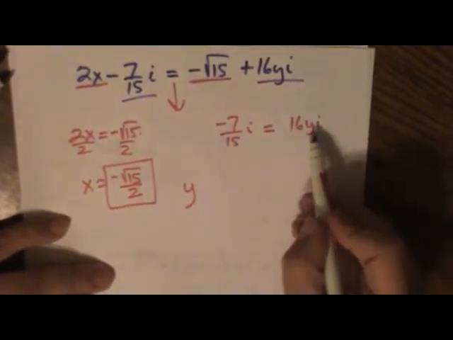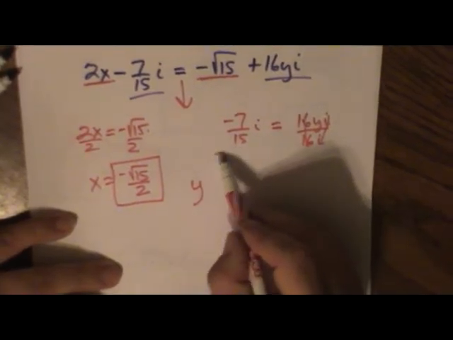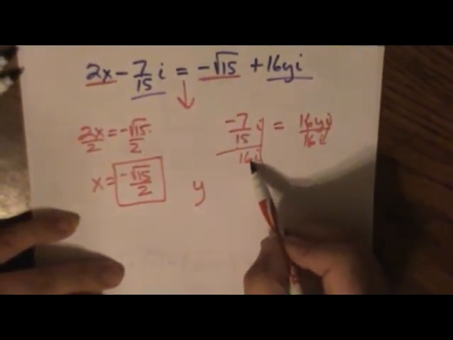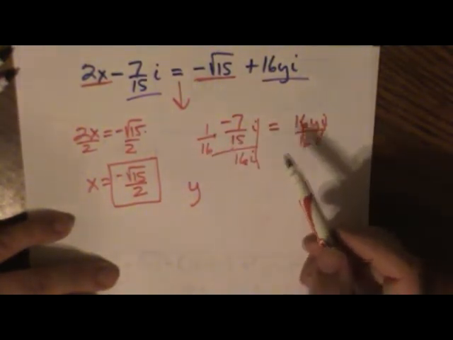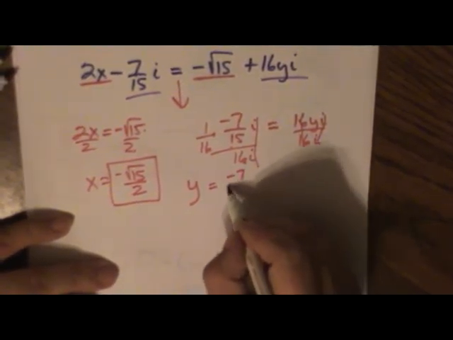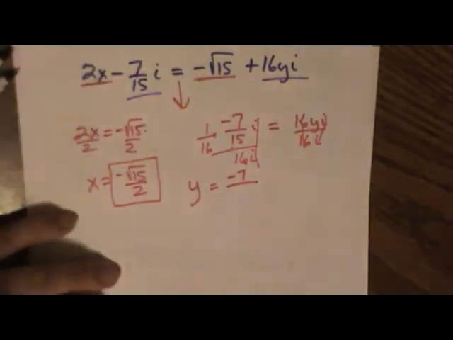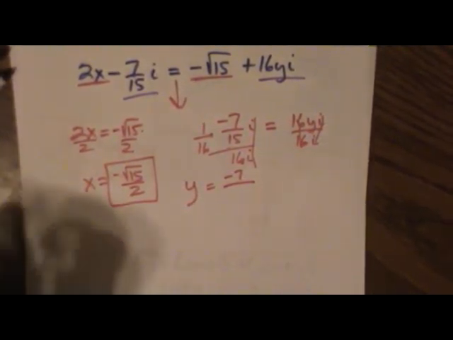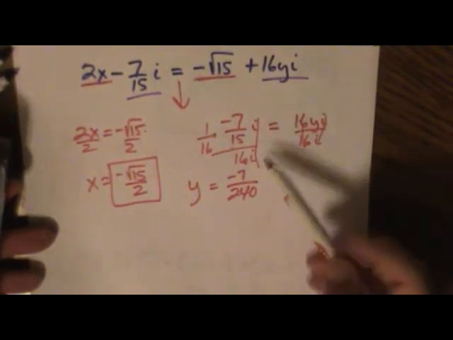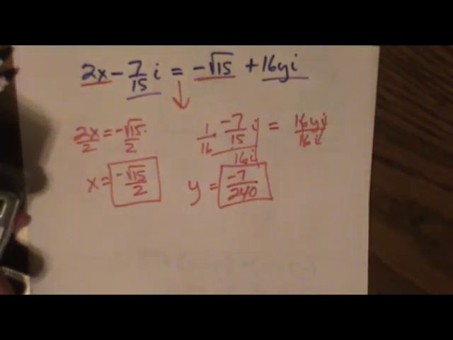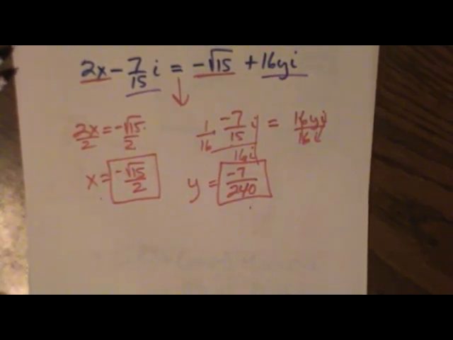And our y, to get y by itself, we divide by 16i. The i's will cancel. Dividing by 16 is the same as multiplying by its reciprocal, which gives us negative 7 over 16 times 15 is 240. The i's cancel, so that's all that's left. It's just that number. Real numbers, imaginary numbers, or real part, imaginary part.